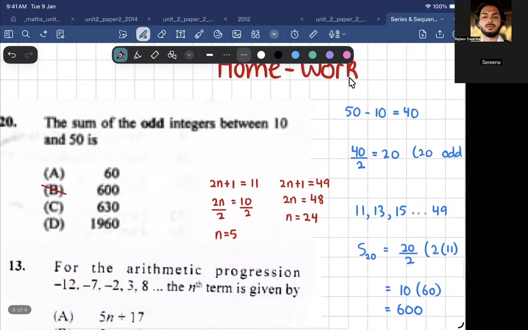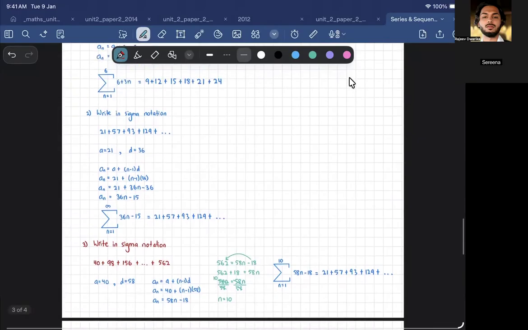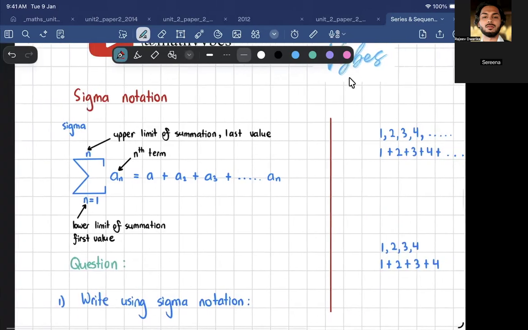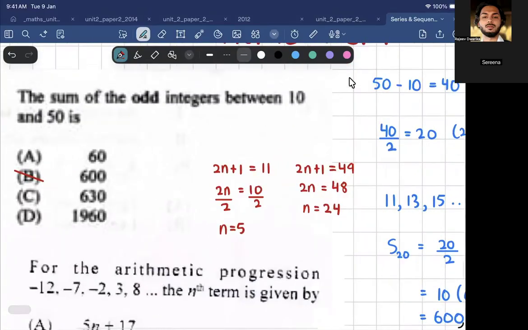And so if you want to represent this using the sigma notation, do you have any idea how you might do it? So recall the sigma notation. This is the sigma notation. The 24 would be on top as the upper limit. The lower limit would be 5. And then the nth term would be 2n plus 1. Perfect. And you can plug into your calculator and you get your answer.